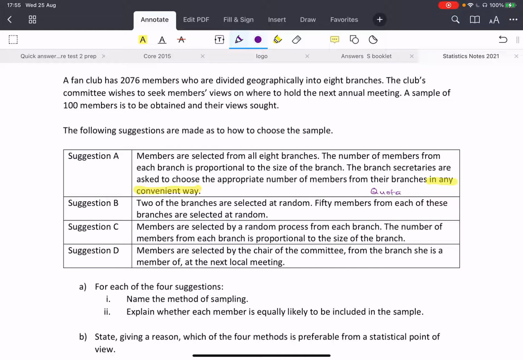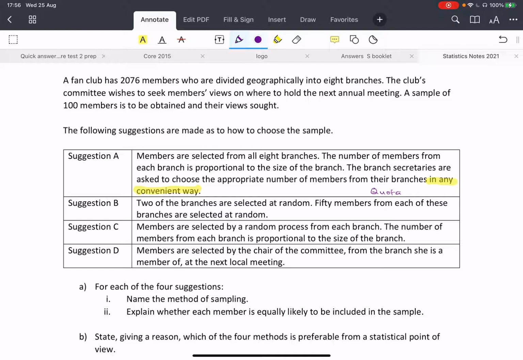Quota sampling. And if we just look back at what we said about quota sampling, population is divided into groups according to a given characteristic. So here it's about branches. The size of the group determines a portion of the sample. Again, that's what we've got. And there's a non-random process to select from each group, i.e. the branch manager is choosing.